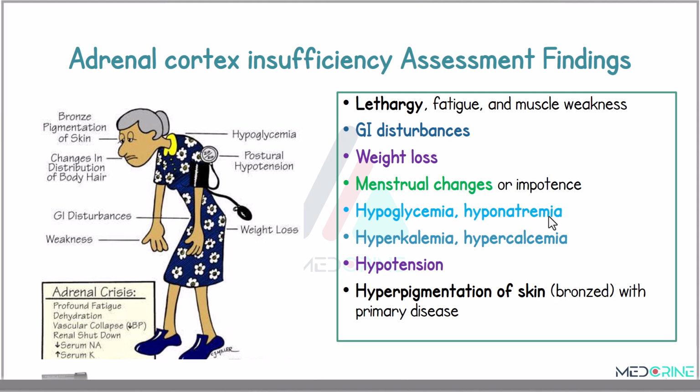When performing an assessment on patients with Addison's disease, there are signs of adrenal insufficiency, including lethargy, fatigue and muscle weakness, gastrointestinal disturbances, weight loss, menstrual changes or impotence, and lab findings may include hypoglycemia, hyponatremia, hyperkalemia, and hypercalcemia. Patients with Addison's disease may also present with hypotension and skin hyperpigmentation that is usually in the primary disease. This hyperpigmentation will produce what we call a bronzed skin.